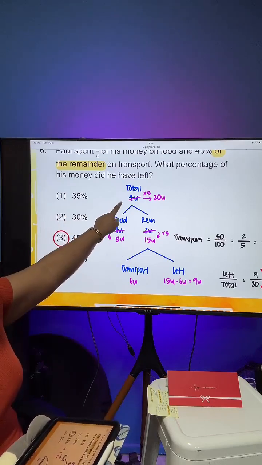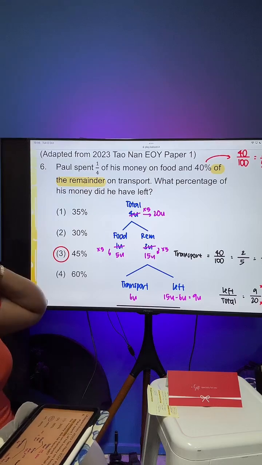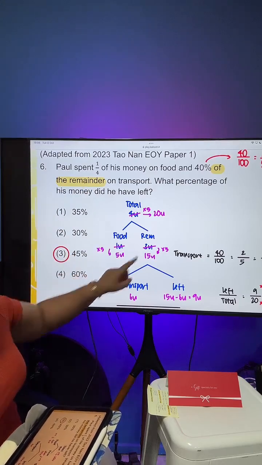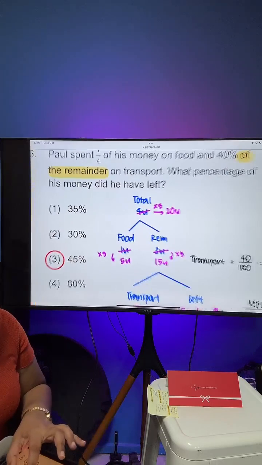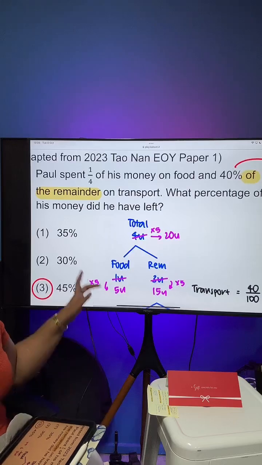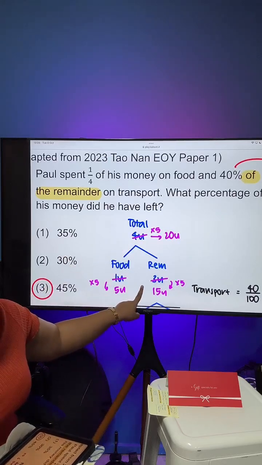So we have the total 4 units. I've gotten the 4 units from 1 quarter. Total is 4. 1 part will be for food. The remainder will then be 3 units. Okay? The ones in blue at the top here. 1 quarter of his money was spent on food. So total 4, 1 given to food. The balance is 3 units.